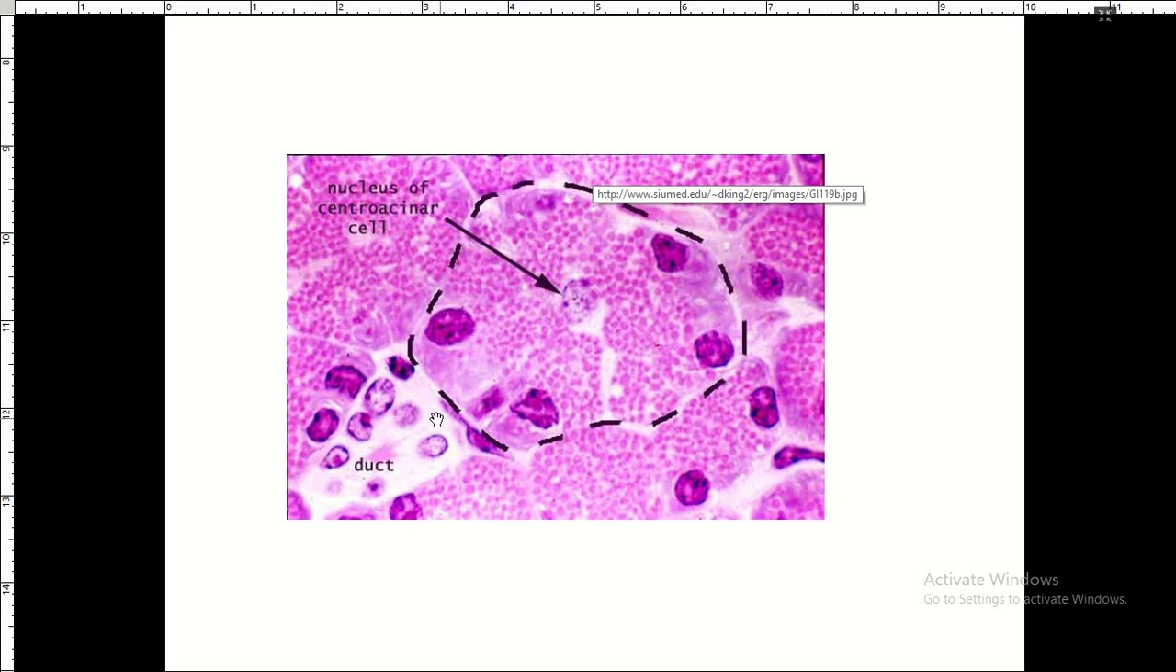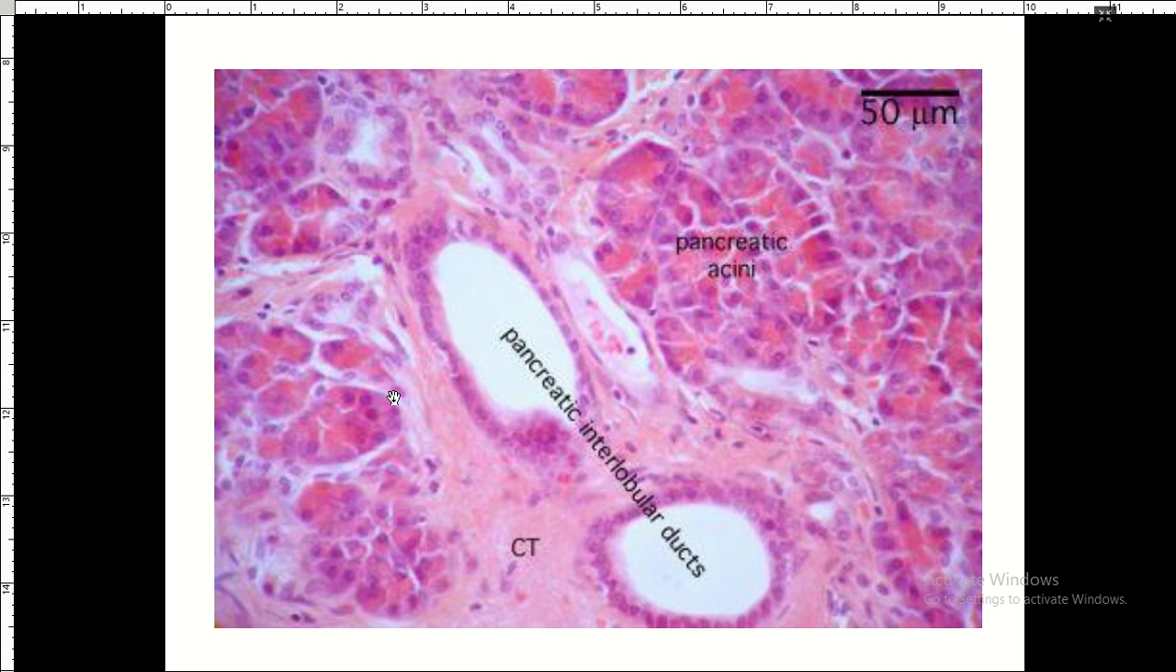These are ducts over here. Remember, ducts are surrounded by connective tissue. So whenever you see connective tissue, you are more likely to find some ducts. So this is a good example. You can see this is a pancreatic interlobular duct, another interlobular duct, and you can see this connective tissue around these ducts.